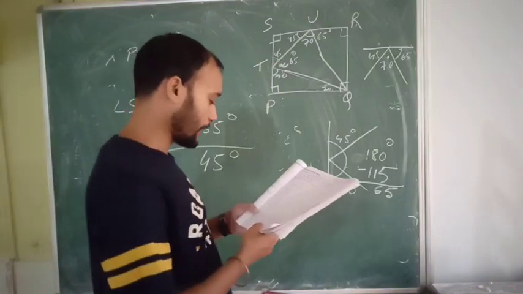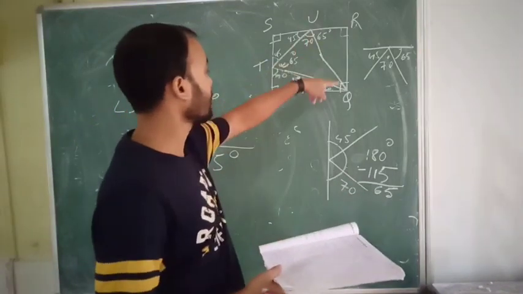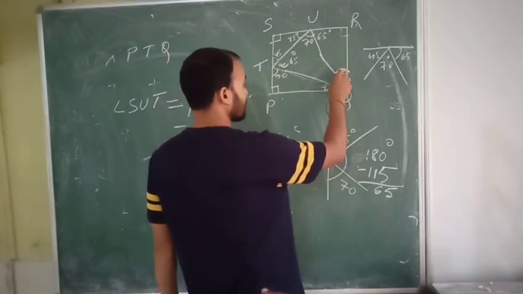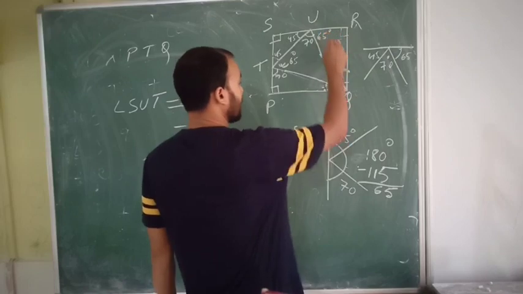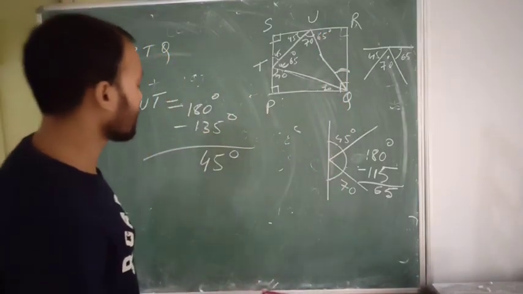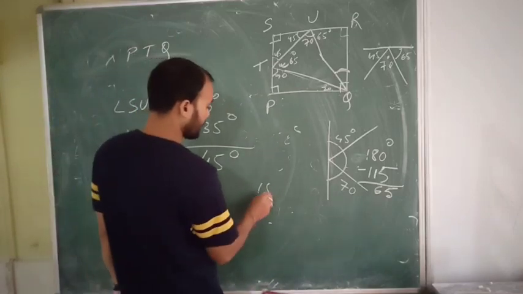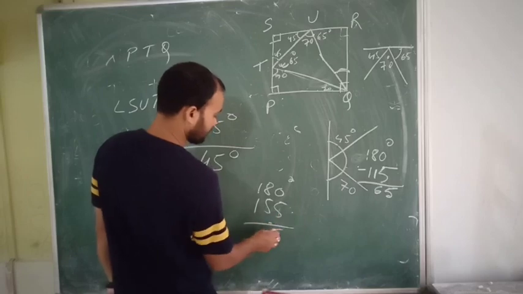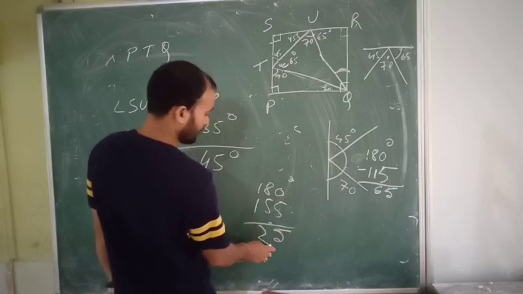We are asking RQU. Yes. RQU. This angle. This is 90, this is 65. Subtract it. 90 plus 65 is 155, so it will be 180 degrees minus 155 degrees, which is 25 degrees.